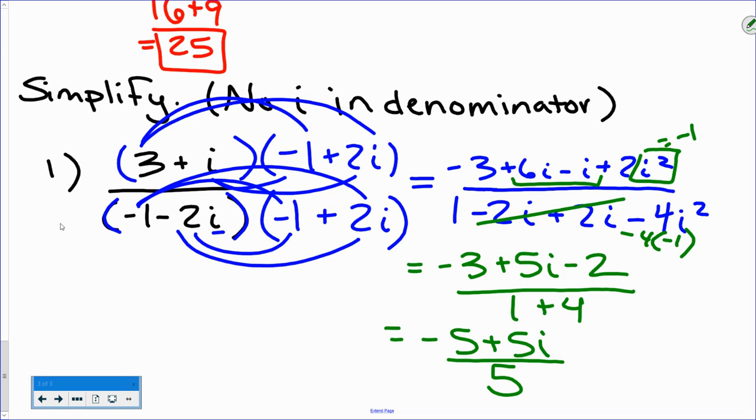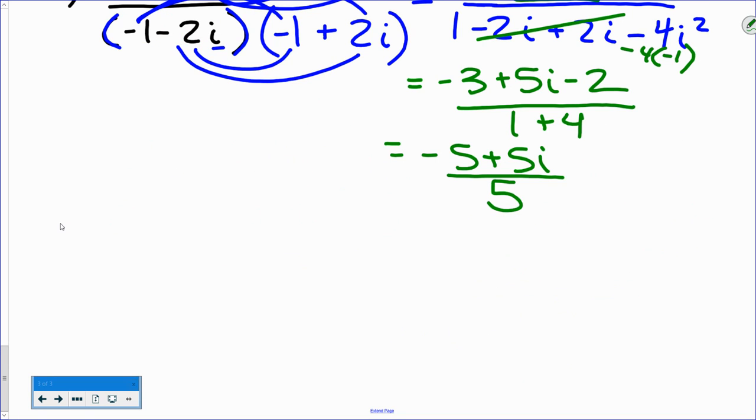Okay, it's going to ask you for your standard complex number form. So that means I need to separate the real part and the imaginary part. And technically, this isn't simplified anyways. So to separate the real part, take your real number, divide it by your denominator. Take your imaginary part and divide it by that denominator.